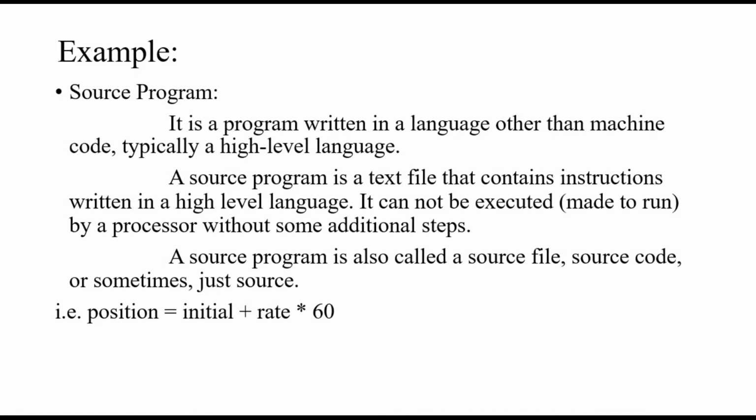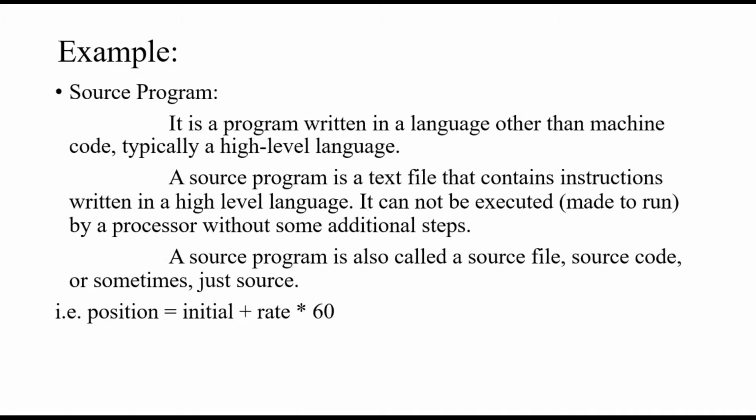Then what is a source program? It is a program written in a language other than machine code, typically a high level language. A source program is a text file that contains instructions written in a high level language. It cannot be executed by a processor without some additional steps. So a source program is also called a source file, source code, or sometimes just source.